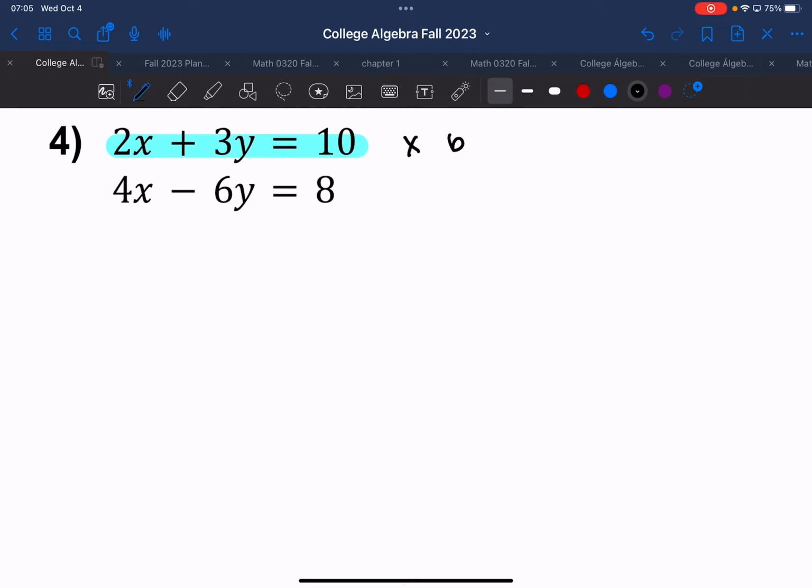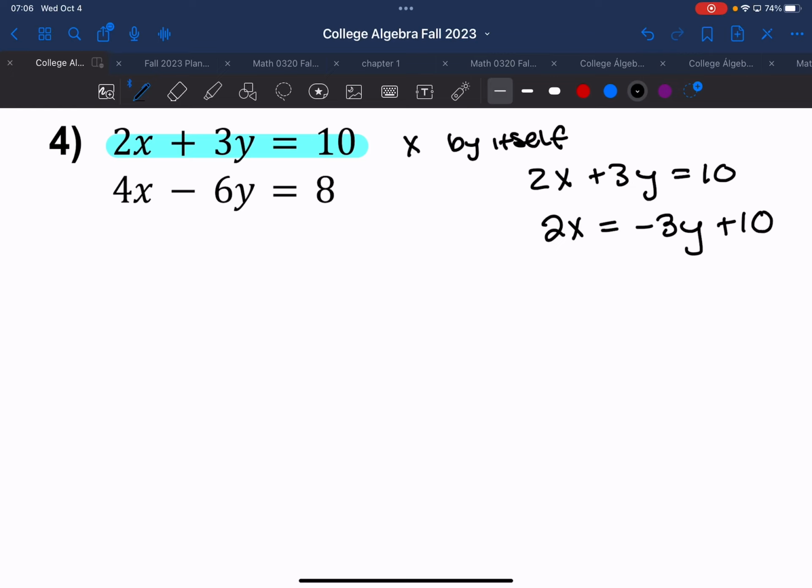So I'm going to say x by itself, so I know what I'm doing. And then I have my equation 2x plus 3y equals 10. Since I want x by itself, what would be my first step? Good, so I would subtract 3y over, so I have 2x equals negative 3y plus 10. And then what? Good, so divide everything by 2. And I get x is equal to negative 3/2 y plus 5.